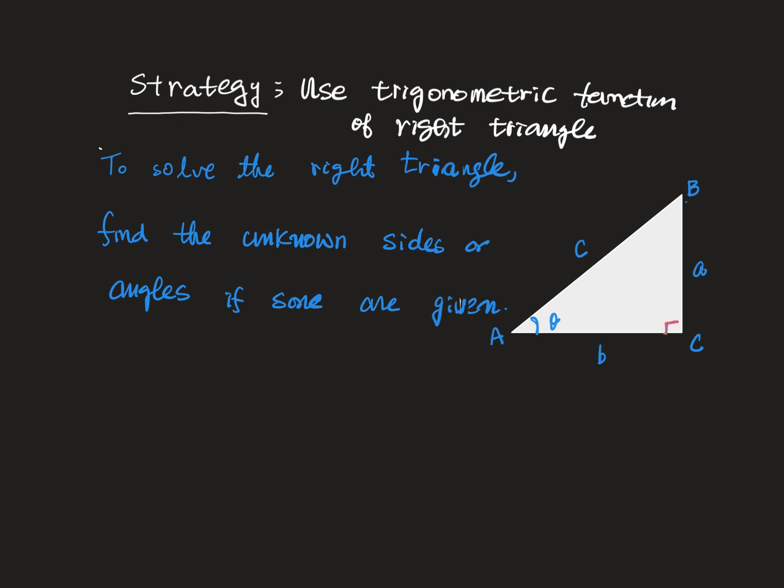A, B, C are angles. The corresponding side to angle A is a here. Angle B, the corresponding side is gonna be b. Angle C, the corresponding side is gonna be c. That's the way you draw the right triangle before you solve the problem. Let's have one first example.